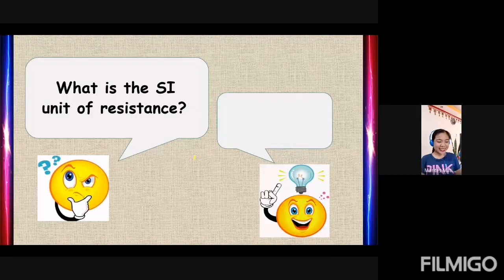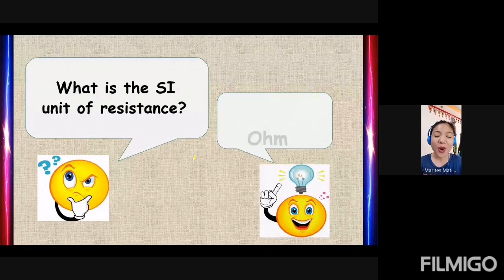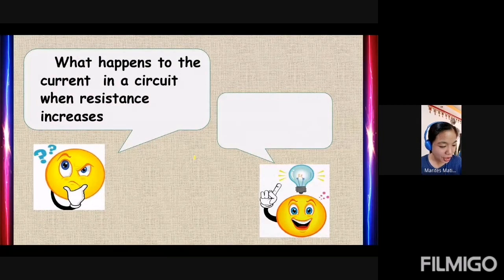Resistance. Next. Oh, gagaling nila. Yan, talagang nakikinig sila sa klase natin kanina. Very good. Yes, Matt. Ma'am, ohms. Ohm or ohms. Correct, Matt. Next, what happens to the current in a circuit when resistance increases?